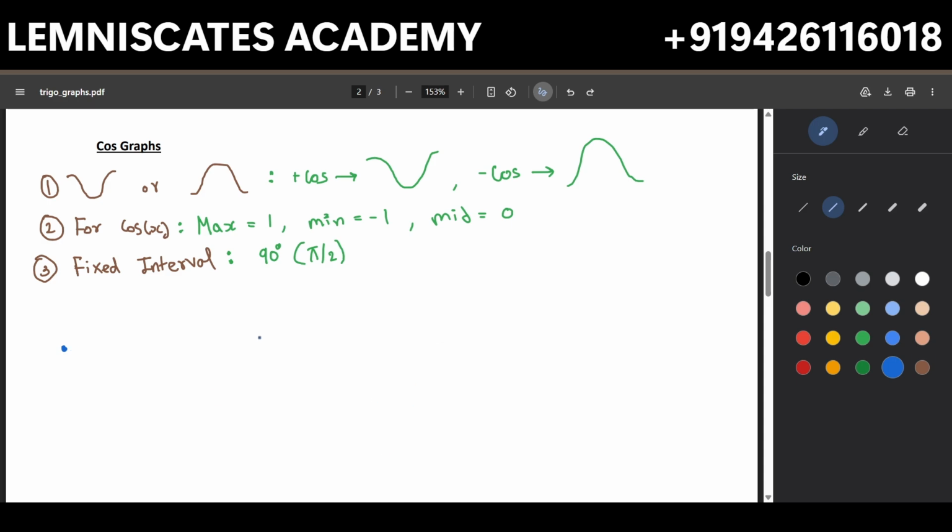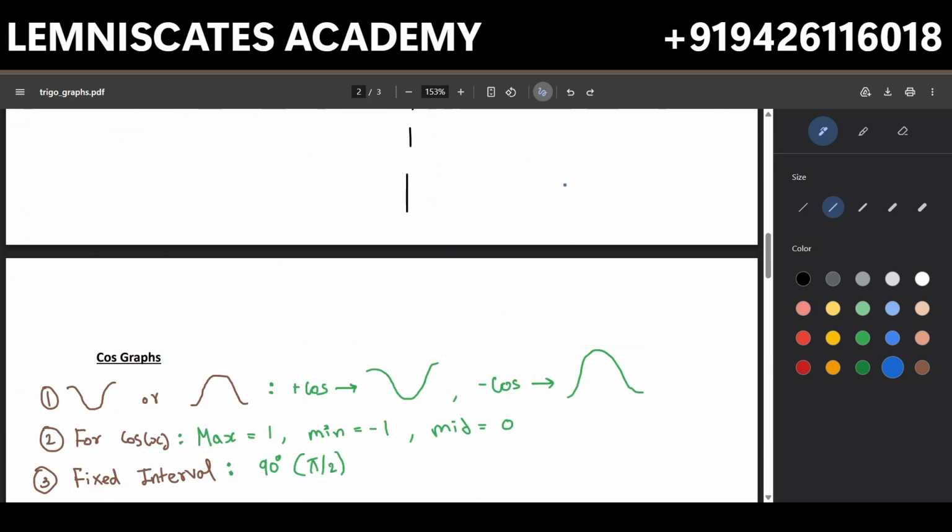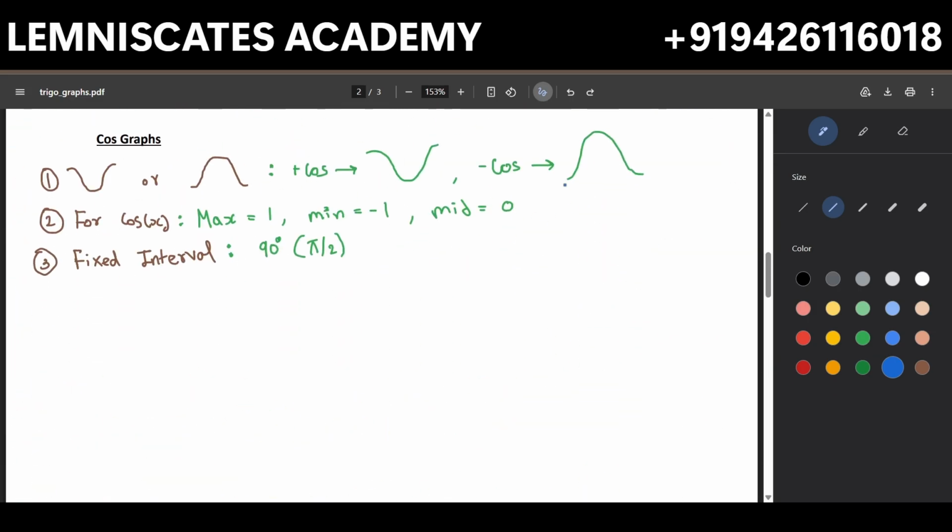Just know that the starting value over here for the y-axis will be either the maximum or the minimum value. So if the coefficient of the cos is positive, it will start from the maximum value. If the coefficient of cos is negative, it will start from the minimum value. That is the only one thing that is different. Everything else, the transformation and everything else that we have seen over here, will be applied as it is for the cos x graph. So let us look into our first question.